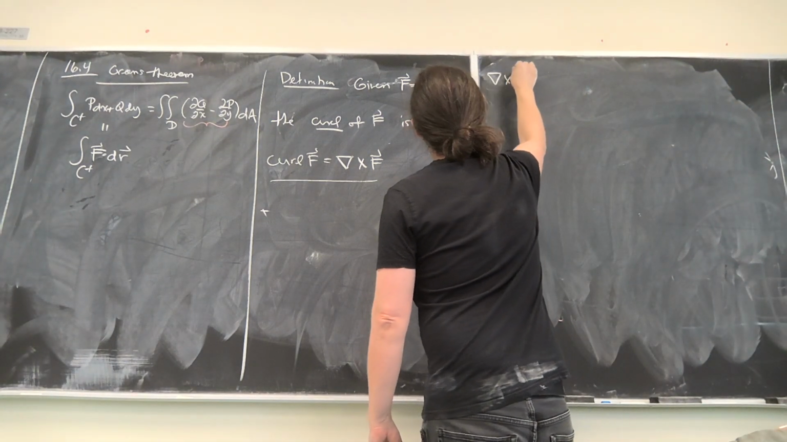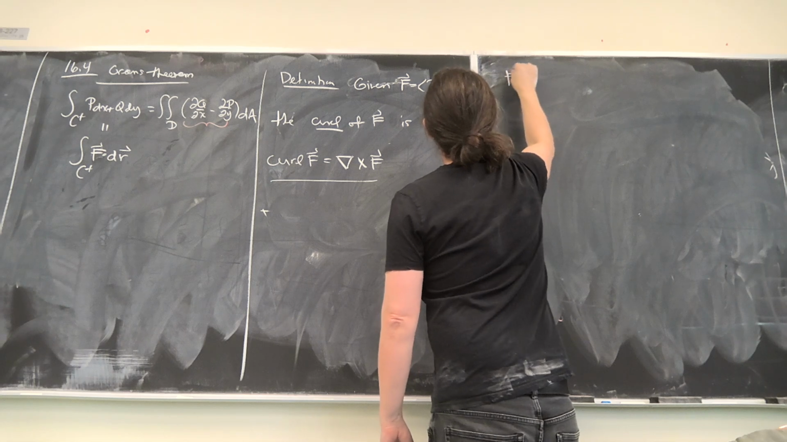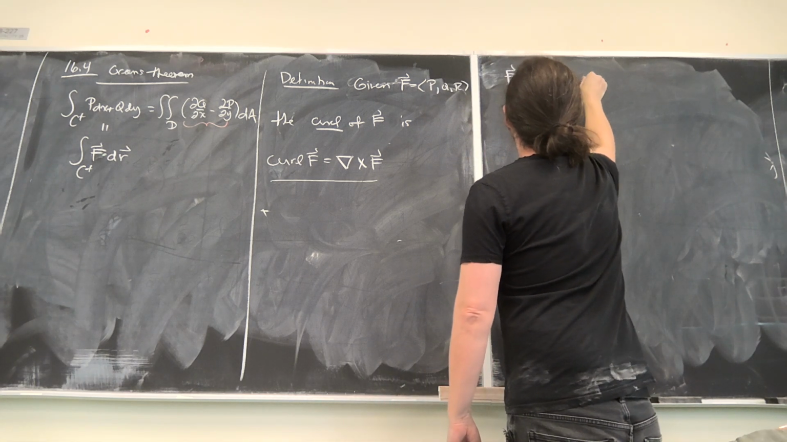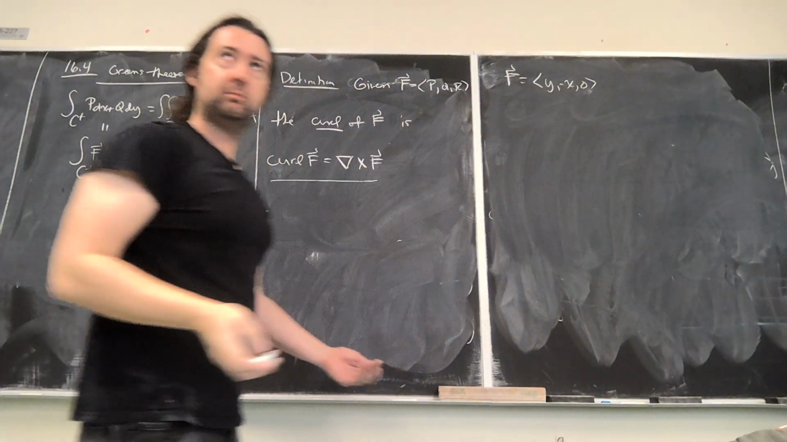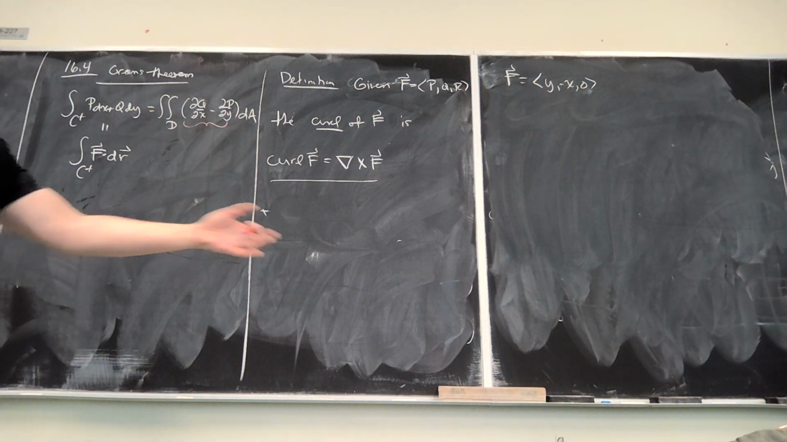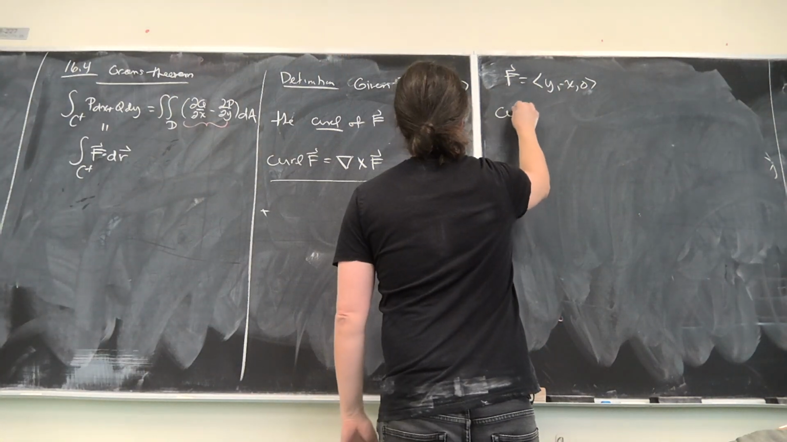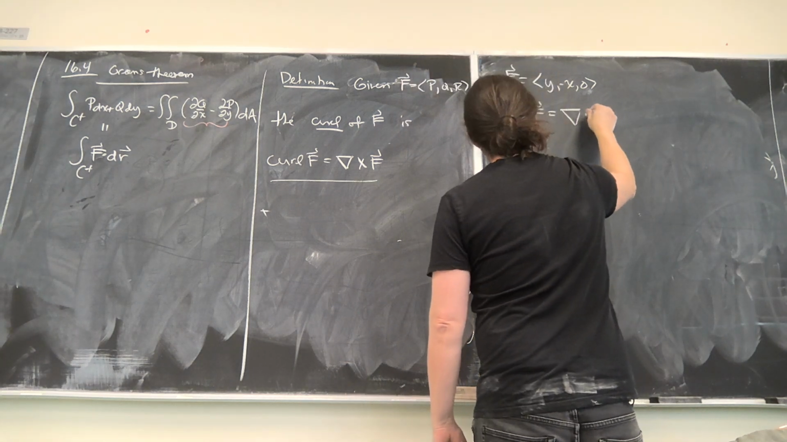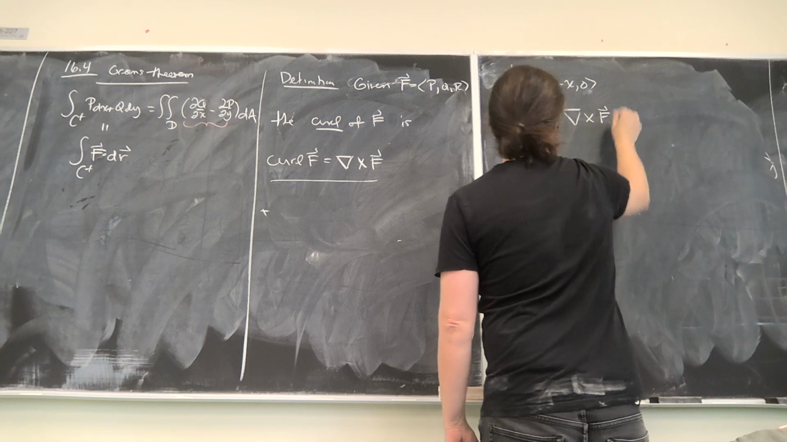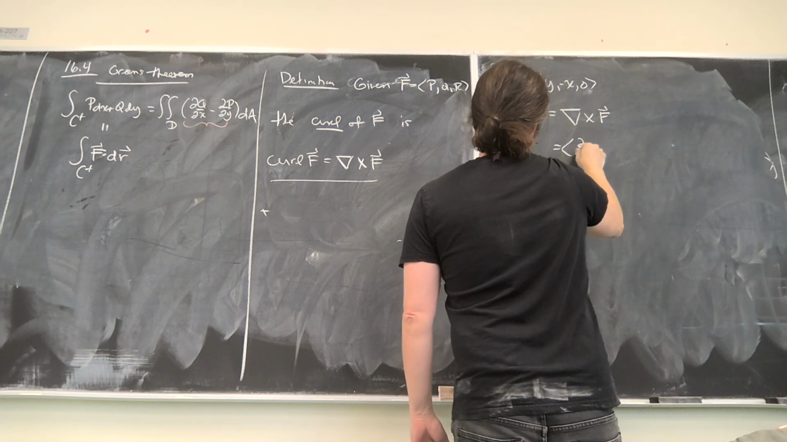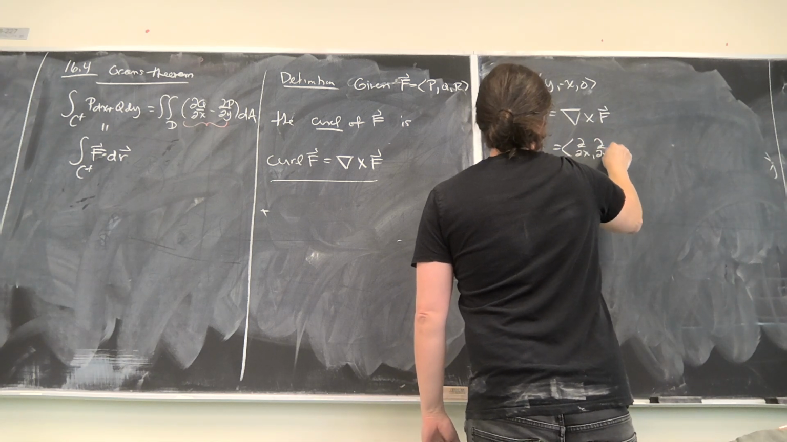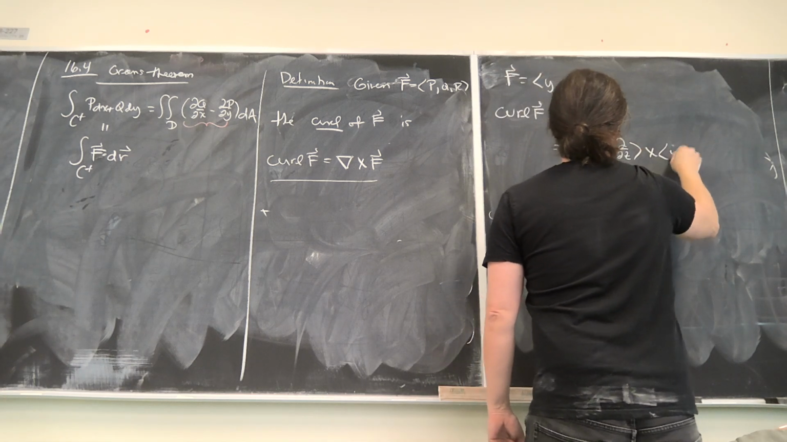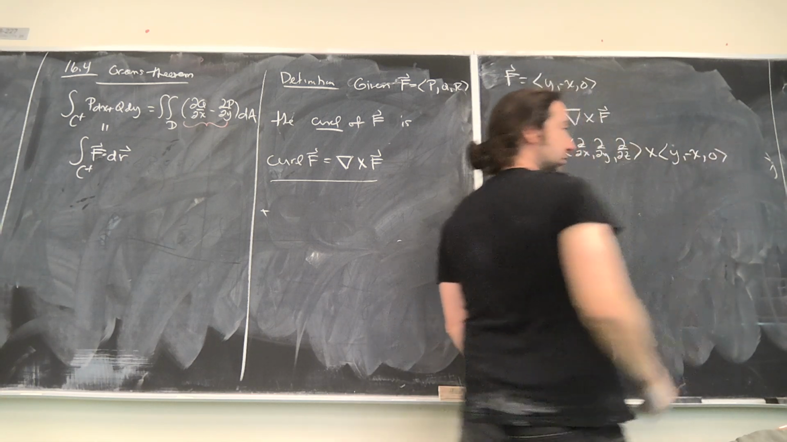So del cross, given a vector field F equals (y, minus x, 0). There's a vector field, and I want to compute its curl. What the formula says to do is to calculate the curl of F, I am going to take the del operator and cross it with F, which is (d by dx, d by dy, d by dz) crossed with (y, minus x, 0).